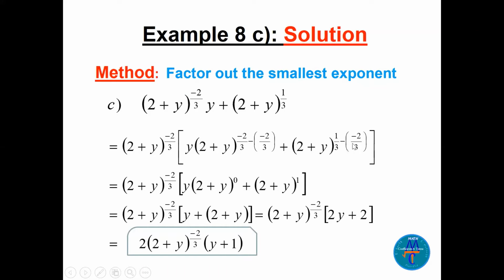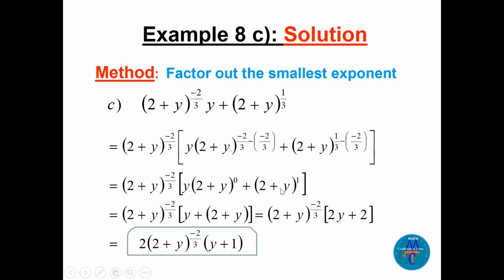So you have to take care of the signs. There are many signs here. Now this is the common factor. We leave it. Y minus 2 over 3 minus minus 2 over 3 is 0. So this is all power 0, which is 1. So we are left only with 1y there. Now here, 1 over 3 minus minus 2 over 3, so it becomes 1 over 3 plus 2 over 3, which is 3 over 3, which is 1.